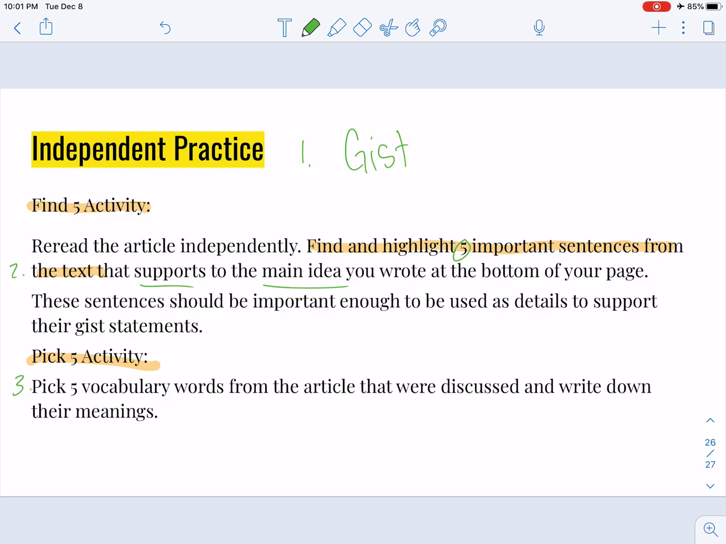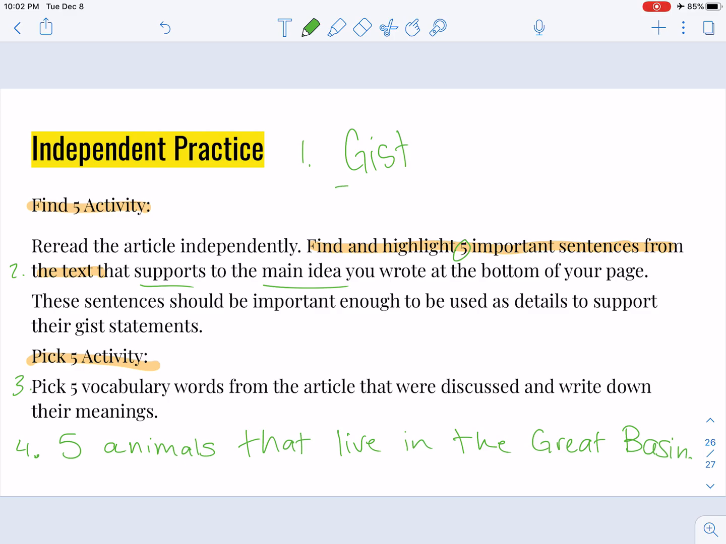So if you need to go back through the article and find some words that we talked about, you're welcome to do that. If you already have 5 vocabulary words written down on your notebook or on your paper, you can write those ones down as well. Now, the fourth part of your assignment is to tell me 5 animals that live in the Great Basin. This should be pretty easy since we just finished this. But that is your responsibility for today.